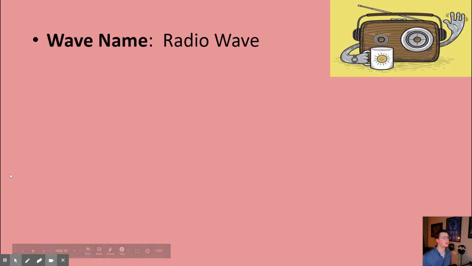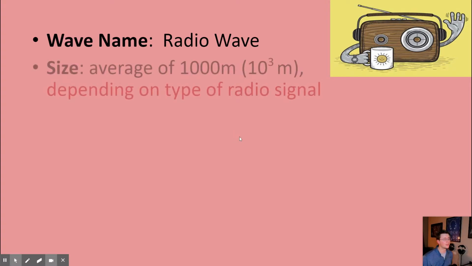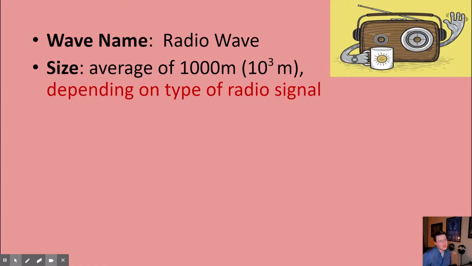So let's start it off with a radio wave. We're going to start with the biggest wavelength wave and go to smaller ones. The general average size is roughly 1,000 meters, or 10 to the third meters. They can definitely be a little bit smaller and a little bit bigger. I think they can even go from roughly 1 meter to 2 kilometers. It's a really big range, but this is a fair average for a typical radio wave.